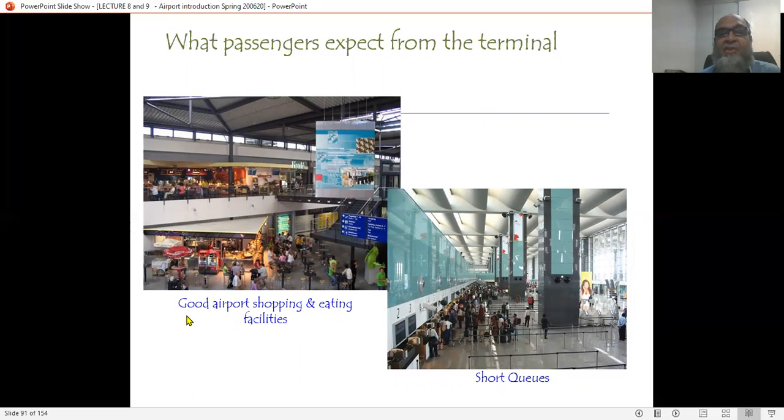Some people who have a long journey want to have eating facilities, and some people would like to shop there. There are duty-free shops where whatever they buy will not be charged extra. So they want to get a shop to buy souvenirs for their friends or dear ones. There should be short queues, enough counters, right? Short queues, so people do not get confused standing in long queues. This is what all passengers expect. From the moment he reaches the airport, all the processes like ticketing, boarding, check-in, customs are done in a minimum amount of time.